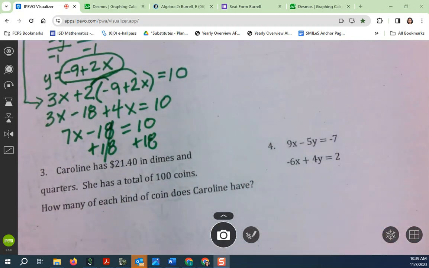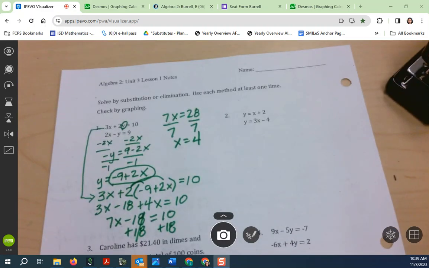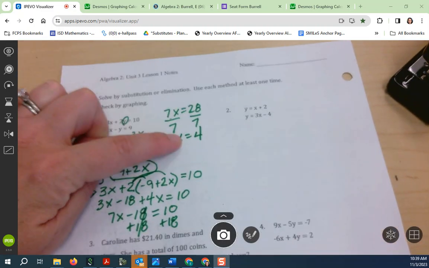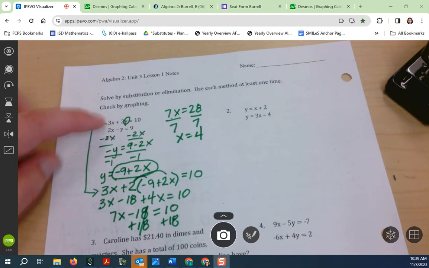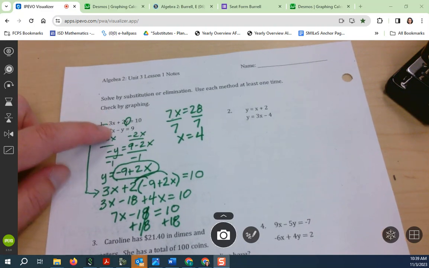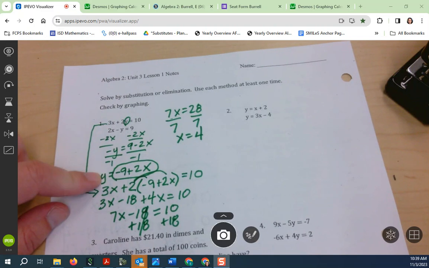I'm going to pause there for a minute, but remember that we're not done. So I got 7x equals 28, and then x equals 4. And now I have to find what? Y. So you could put it in the first equation, you could put it in the second equation. The easiest place to put it is in this equation that has y by itself. It will work in all of them, but this one's the easiest for me.